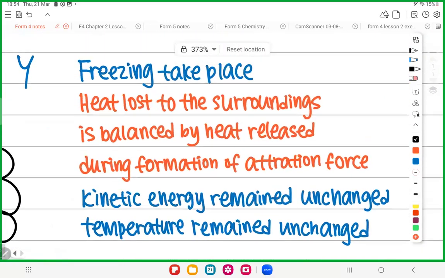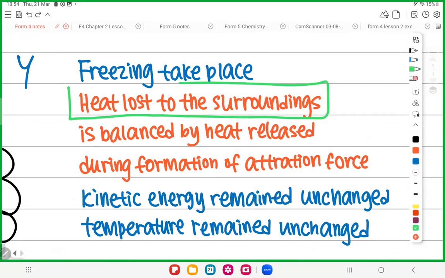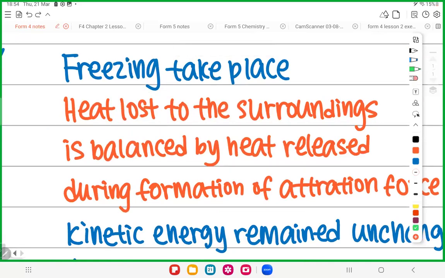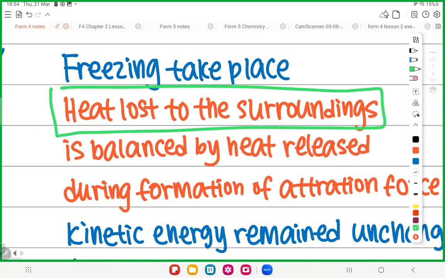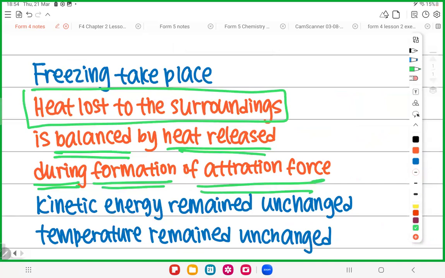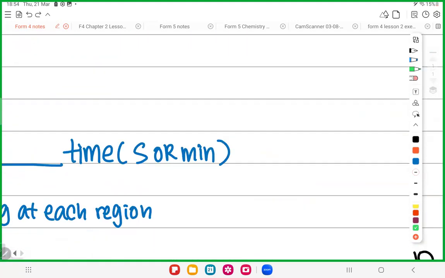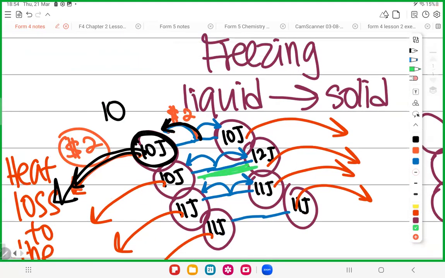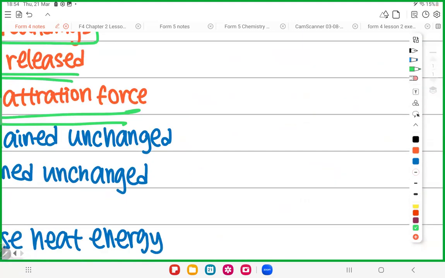Look at here. When freezing is taking place, heat loss to the surrounding, okay, you can write loss. Doesn't matter. Heat loss to the surrounding is exactly balanced by heat release during formation of attractive force. Okay, what do we mean by formation of attractive force? Holding hands. When we hold our hands, that is called formation of attractive force. We want to form the force, we want to stick together.